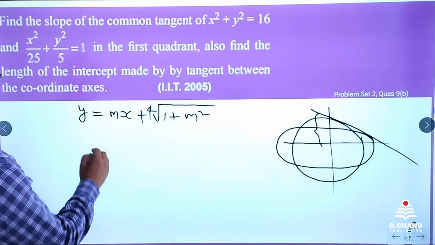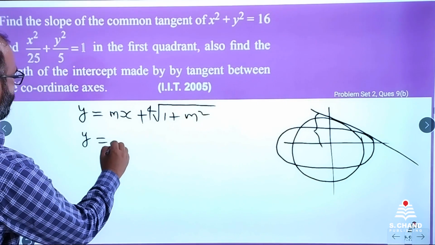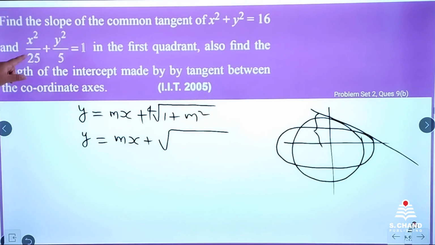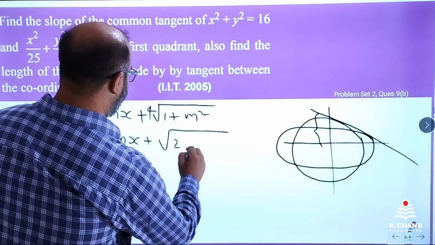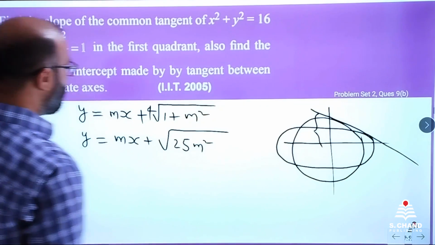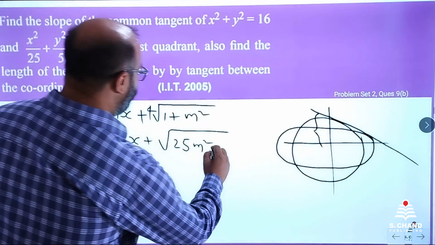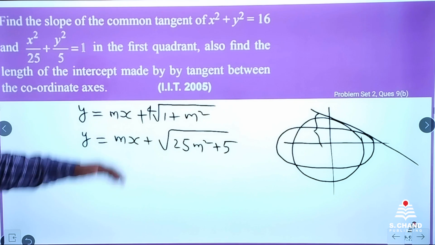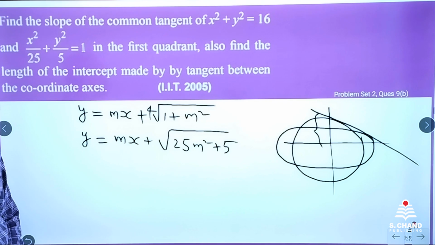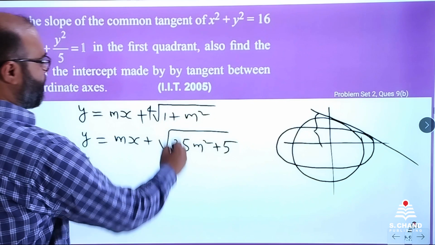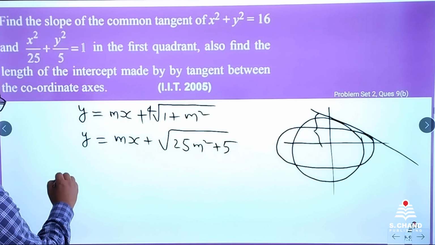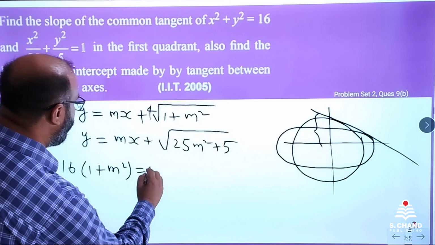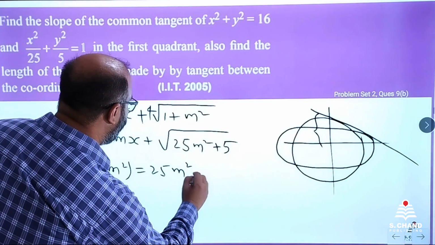And another equation of the tangent, to the ellipse, is y = mx plus root over a square m square plus b square. So this will be 25 m square plus b square, that is 5. Now both of these tangents are common tangents, that is, common to the ellipse and the circle, so their intercepts will be equal. So we say 16 into (1 plus m square) is equal to 25 m square plus 5.